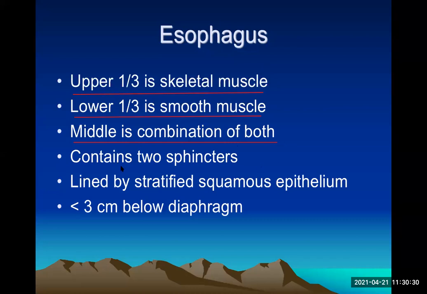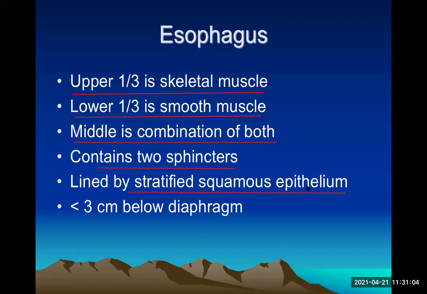This esophagus contains two sphincters. These are called upper esophageal sphincter and lower esophageal sphincter. Okay, so two, upper and lower. Now, one very important histological point here is esophagus is lined by stratified squamous epithelium. Stratified squamous epithelium. Never forget it. The whole of the esophagus is lined by that.